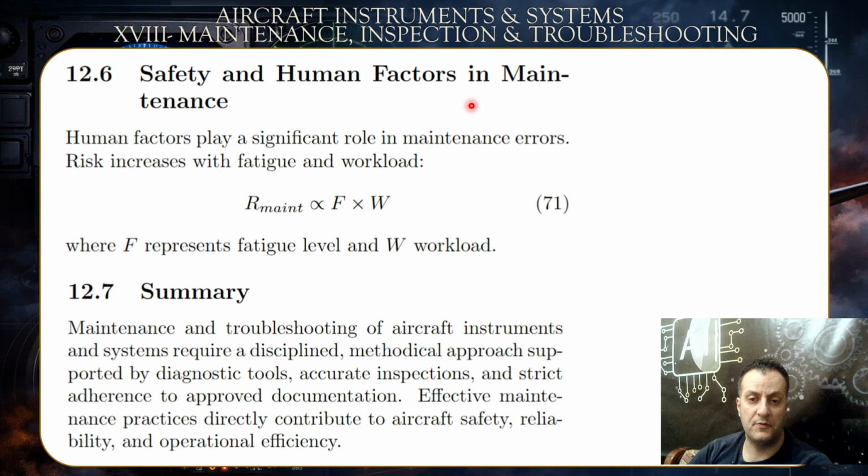Safety and human factors in maintenance. Human factors play a significant role in maintenance errors. Risk increases with fatigue and workload. So the rate of maintenance error is proportional to F times W, with F representing fatigue and W representing workload, or the total number of tasks that should be executed on an aircraft during maintenance.